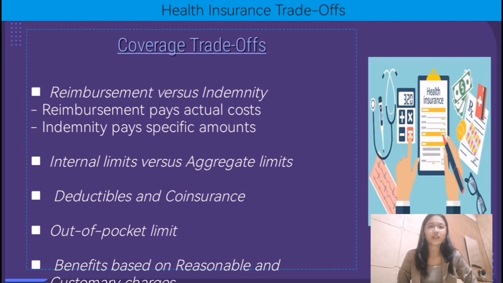Next naman si deductibles and si co-insurance, di ba? Again, si deductible, set amount siya na babayaran ni policyholder or ni insured after ni health insurance company bayadan yung rest of the remaining amount. And si co-insurance naman, percentage na babayaran ni policyholder as well or ni insured after na ma-meet yung deductible. And next is the out-of-pocket limits.